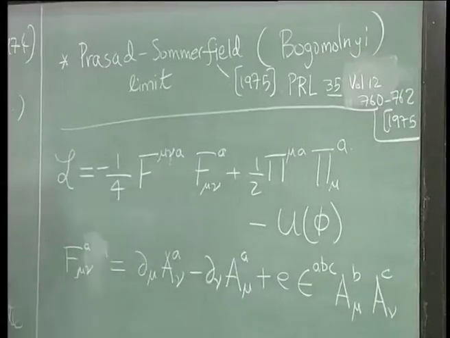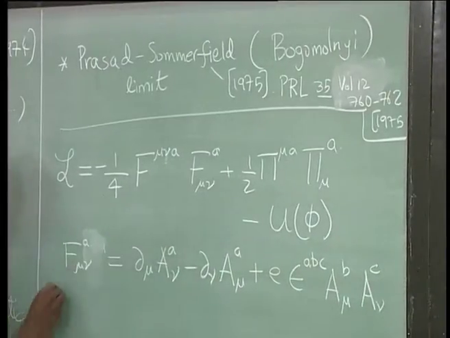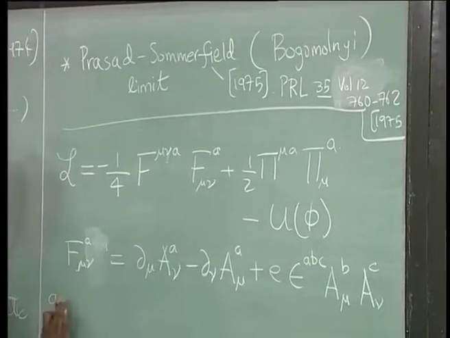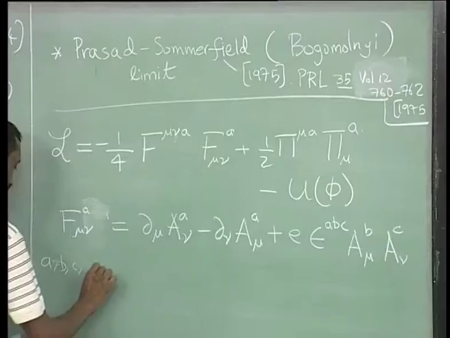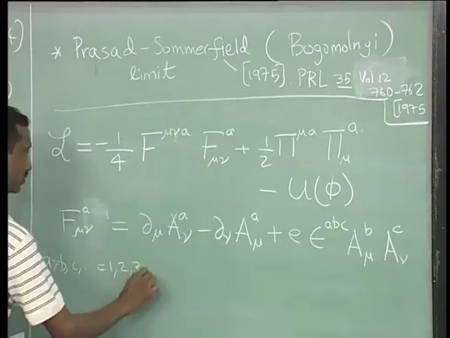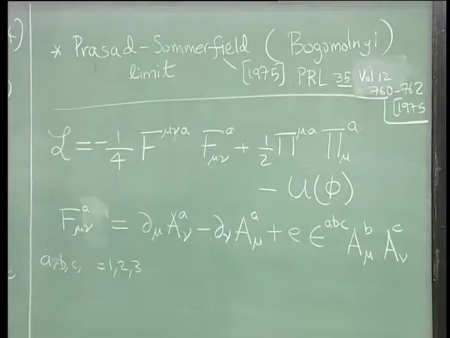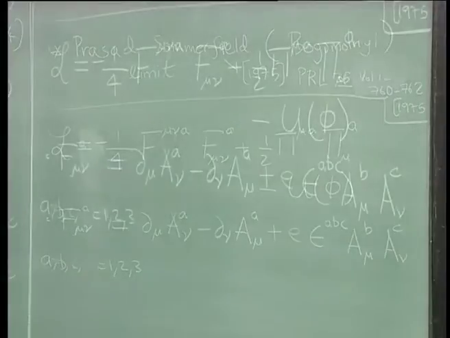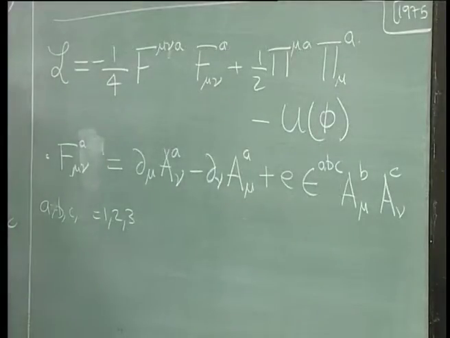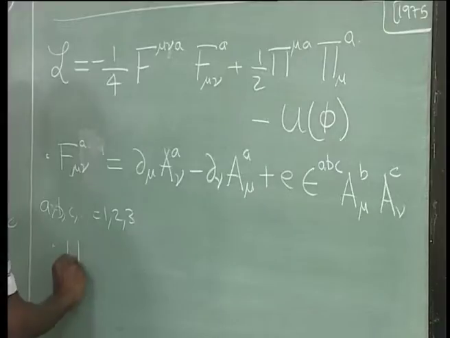Okay. So, SO(3) adjoint, or SU(2) adjoint, has 3 components. So A, B, C, D take values from 1, 2, 3. Epsilon ABC is just the structure constants of the SU(2) Lie algebra, or it is the Levi-Civita tensor in 3 dimensions. Okay. So, this is the field strength, the covariant field strength, and Pi is just a covariant derivative.